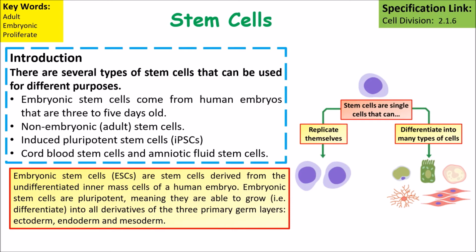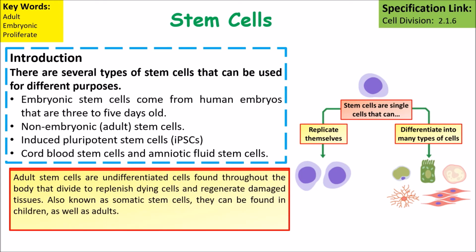There are several types of stem cells that can be used for different purposes. So like we spoke about, we've got embryonic stem cells, we've got non-embryonic stem cells, which are adult stem cells, induced pluripotent stem cells, and cord blood stem cells from amniotic fluid and from the umbilical cord. Embryonic stem cells are stem cells that derive from undifferentiated inner cell mass of human embryos. Embryonic stem cells are pluripotent, meaning that they are able to grow into all derivatives of the 3 primary germ layers.